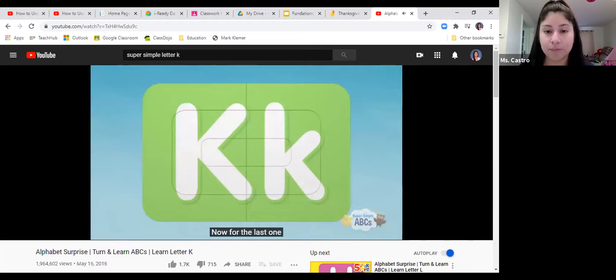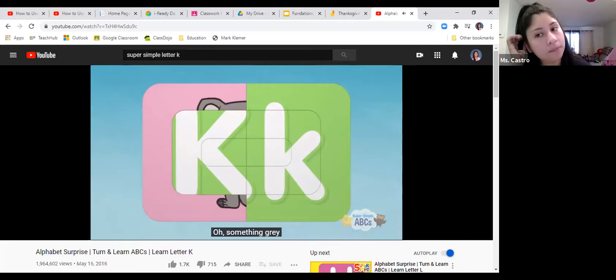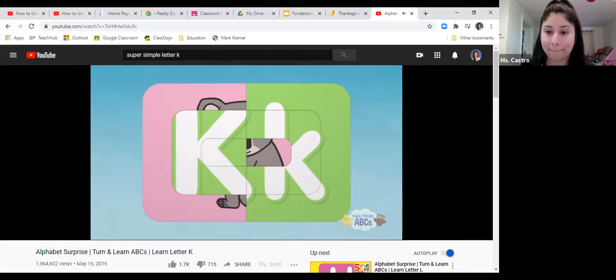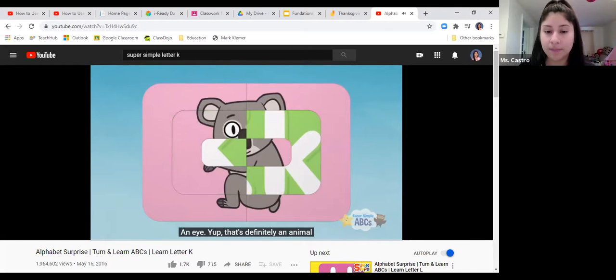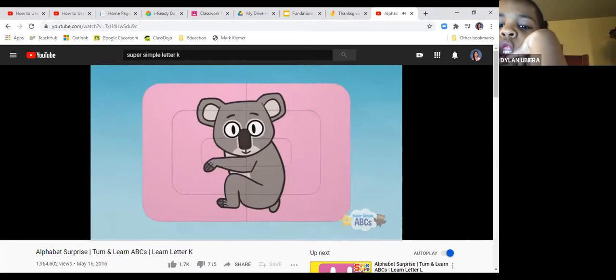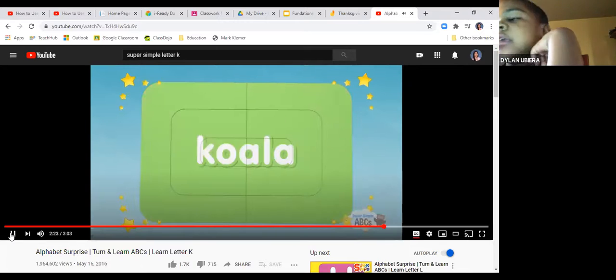Now for the last one. Oh, something gray. And more gray. Maybe 2 ears? An animal? An eye? Yep, that's definitely an animal. What kind of animal do you think it is? Koala. Koala starts with the letter K.